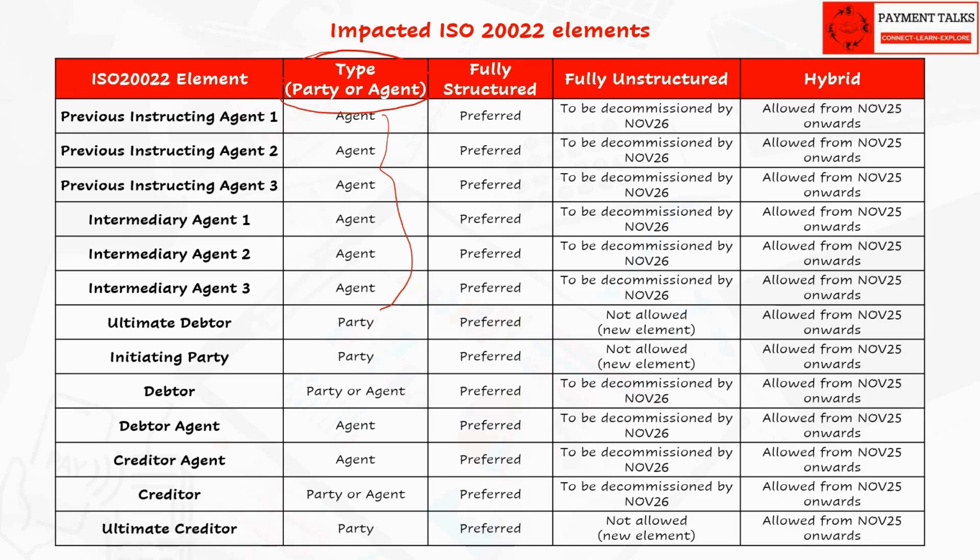For banks, the most crucial type is party, where retail customers' information is placed. This is where the real impact of postal address comes into the picture. Banks should enhance their channels to fetch the proper address information on customers either during KYC for debtors, during beneficiary addition for creditors, or during payment initiation. New elements introduced in ISO like ultimate debtor, ultimate creditor and initiating party do not allow the full unstructured address.